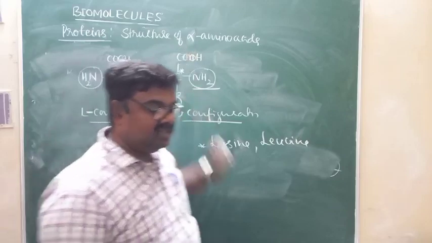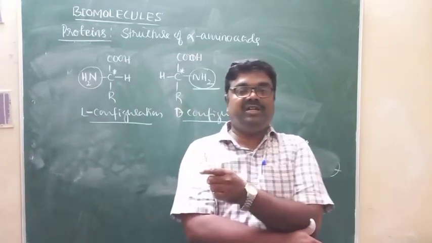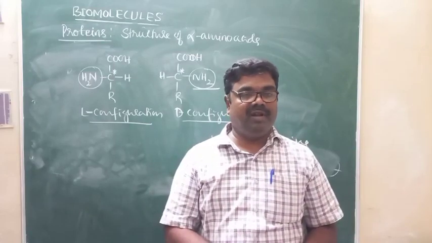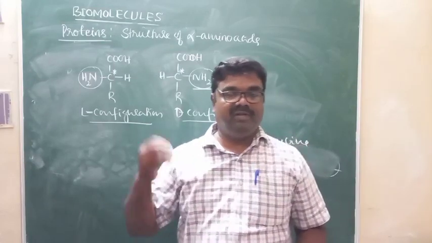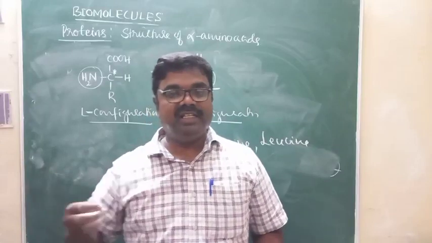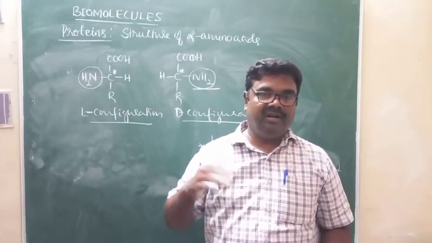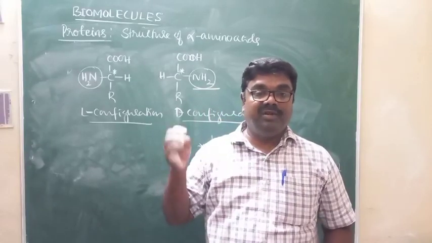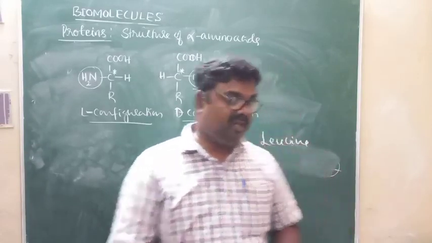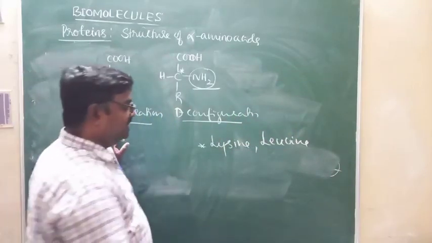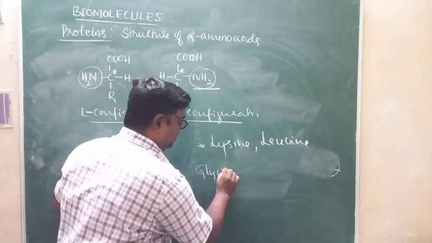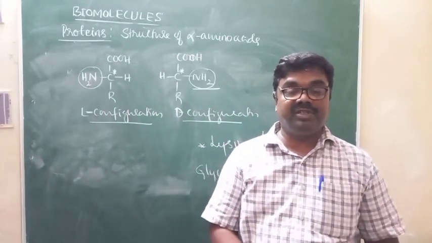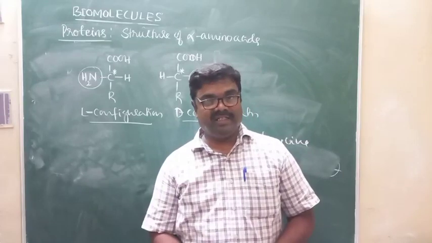At the same time, some alpha amino acids are synthesized in our body and they are non-essential amino acids because they are already synthesized in our body. Whatever amino acids are required for our body are synthesized in our body itself, and they are not essential. Examples for non-essential amino acids are glycine, alanine, phenylalanine, and proline.